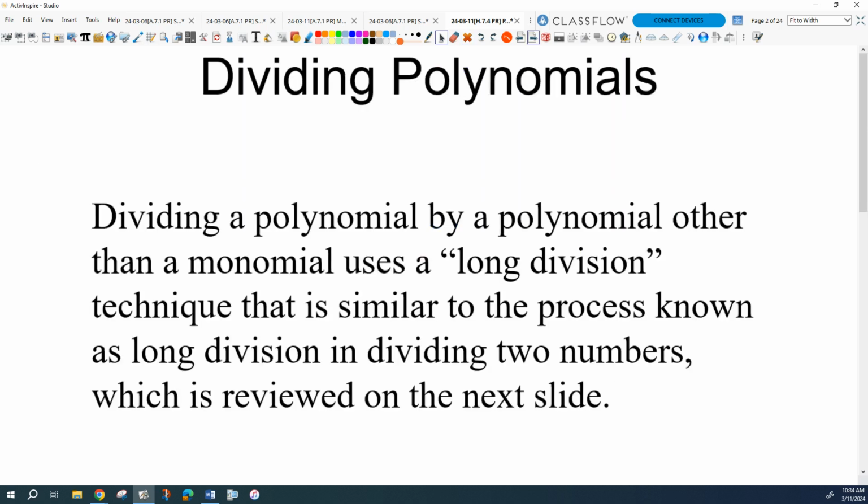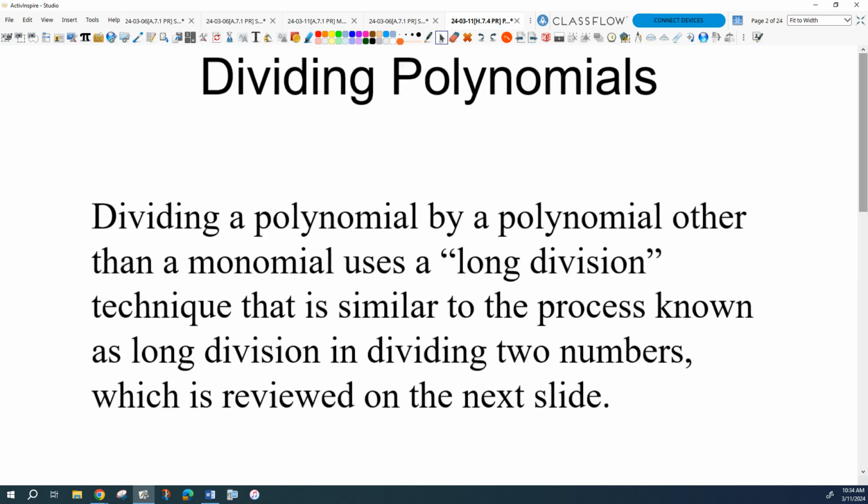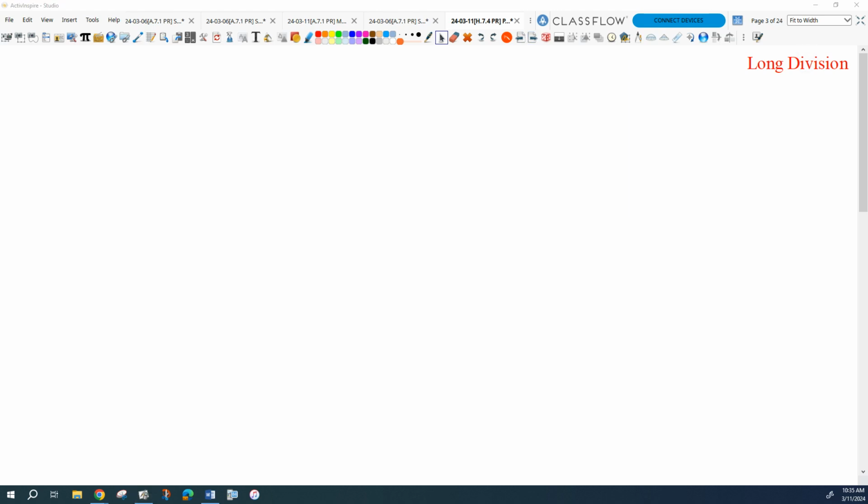Okay, what if we're dividing polynomials though? If you divide a polynomial by another polynomial, something that's not a monomial, then that's where long division comes into play, right? So let's remind ourselves, first of all, how this works. Let's just go through an example real quick without variables. Let's just review how we do long division.